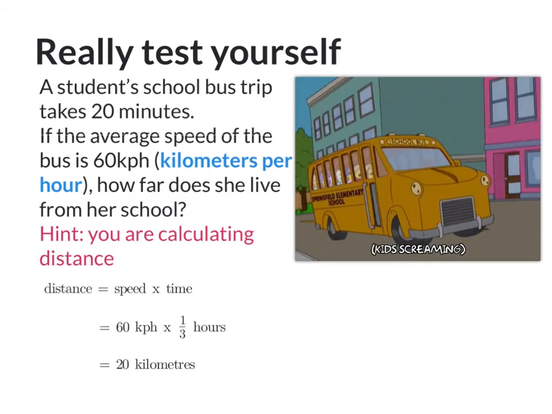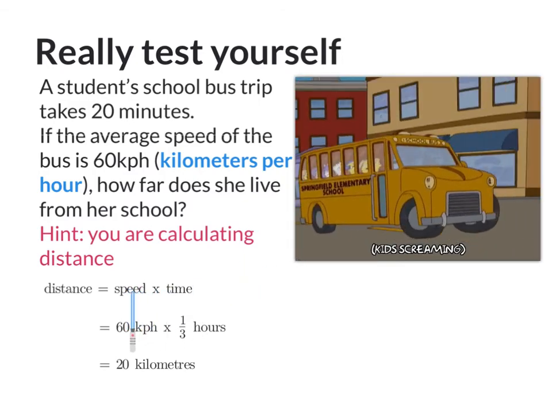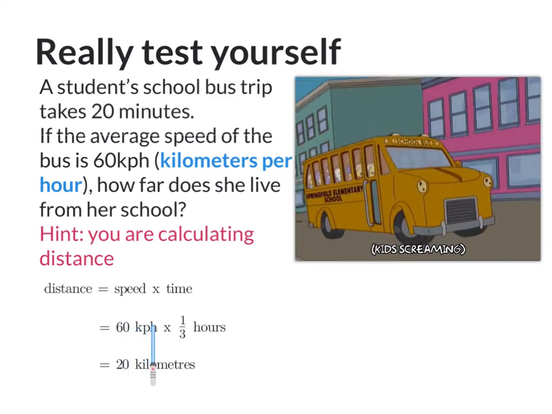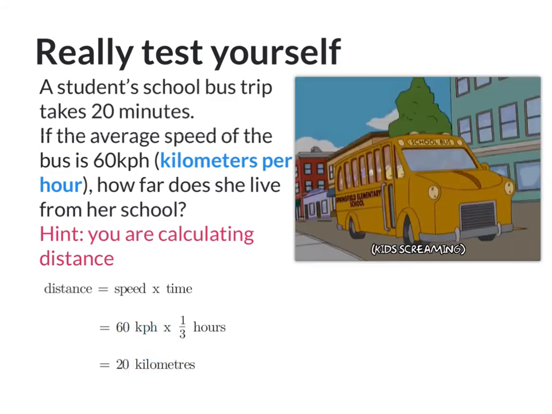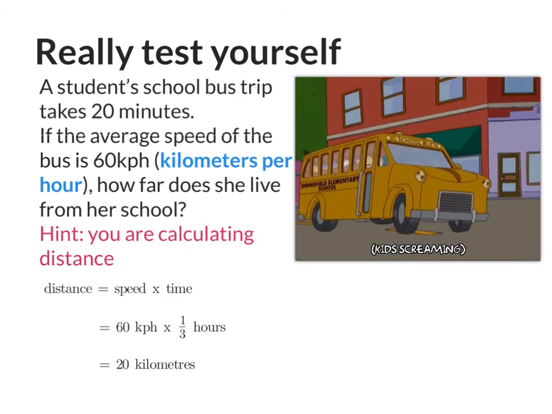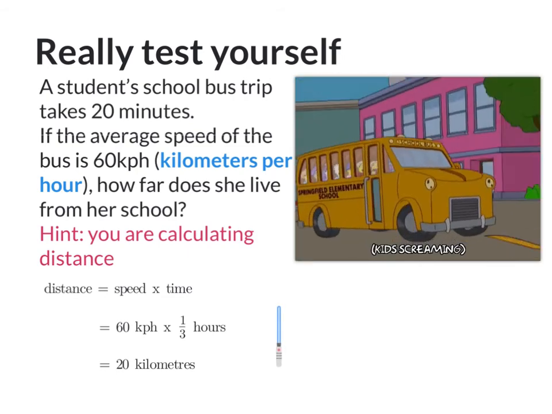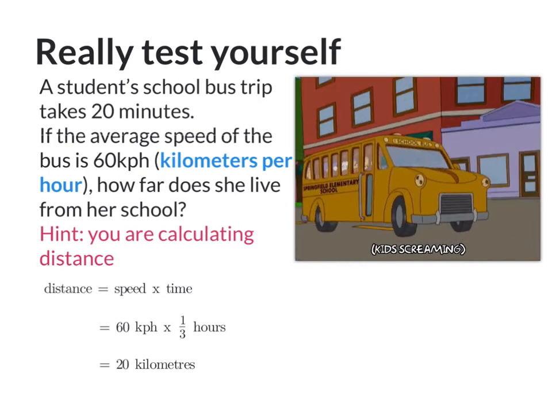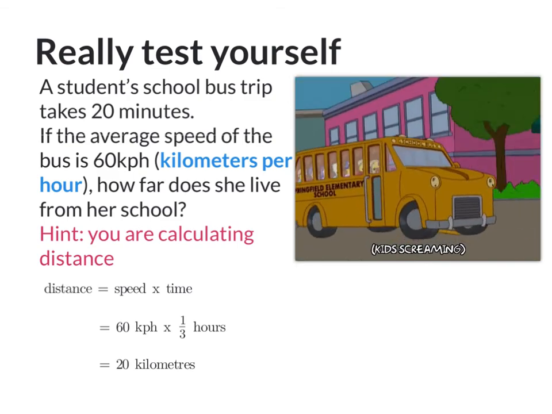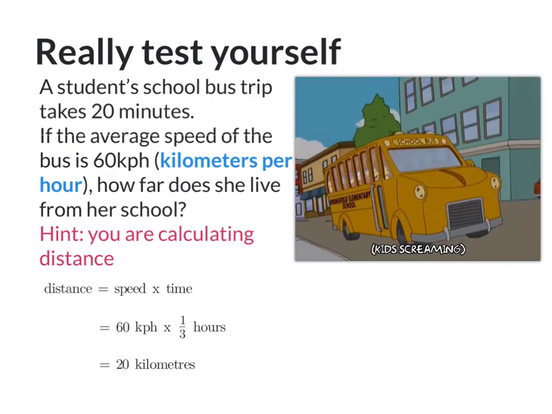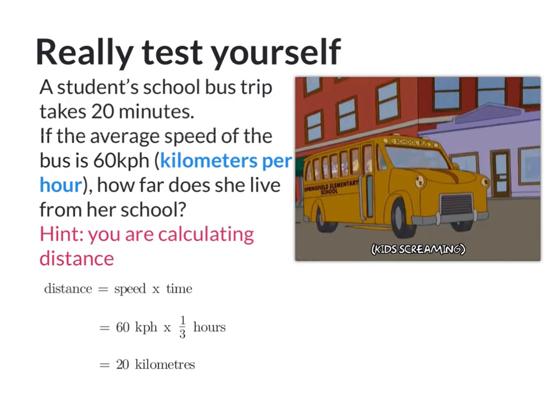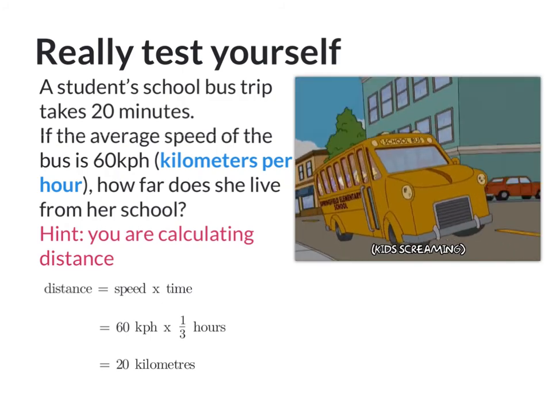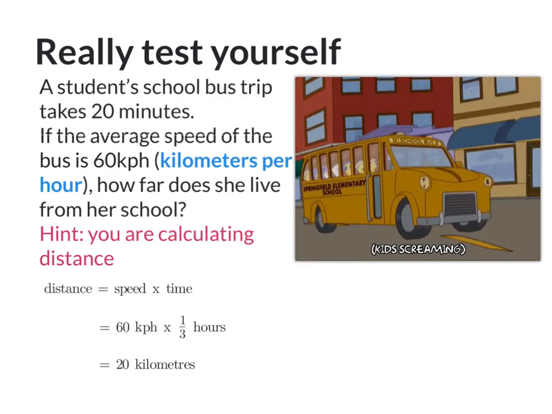Okay, the answer. As I said, distance equals speed times time. 60 kph is how fast she was going. 20 minutes is 20 divided by 60 hours. There are 60 minutes in an hour, so 20 divided by 60 is 1 on 3. Then if I multiply 60 times 1 on 3, I see that this student lived 20 kilometres away from her school. Alright, I hope you're able to do those. More to come.